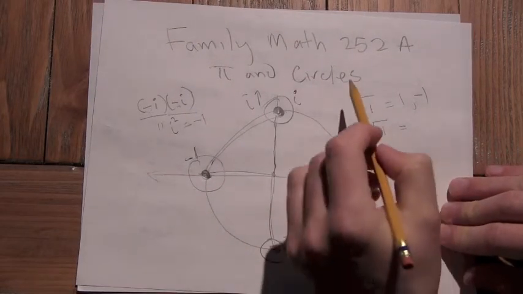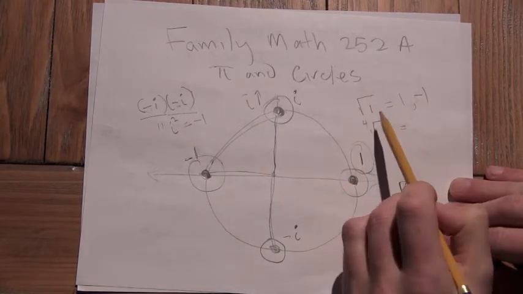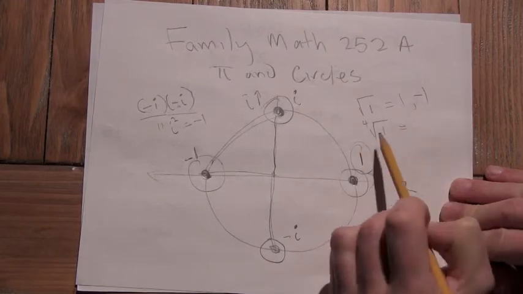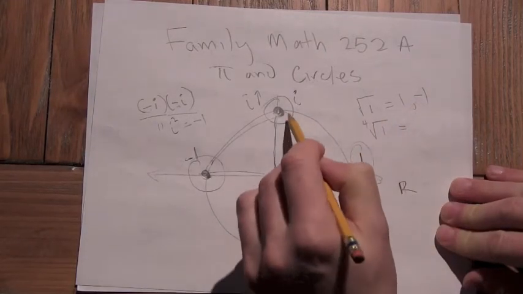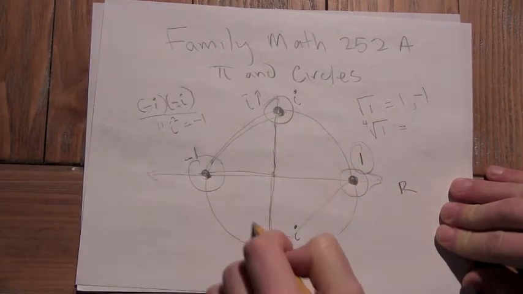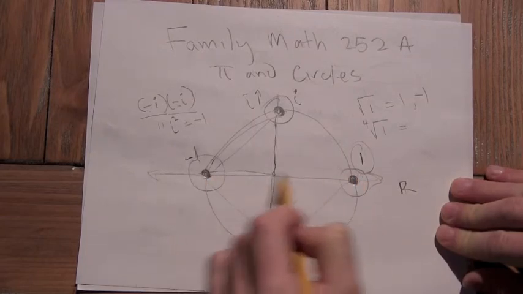Interestingly enough, there were 2 numbers such that when you squared them you got 1. There are 4 numbers so that when you take them to the 4th power you get 1. And they form a nice pattern on the unit circle, just like these formed a nice pattern on the unit circle too.